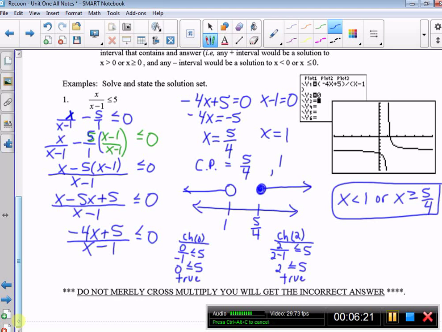And if you look at the graphing calculator, with y1 equal to negative 4x plus 5 divided by x minus 1 and y2 equals 0, you will see that the values are less than 1. Okay, here's 1, and it's hitting at 5/4 here, and so they're getting larger than 5/4 as you go to the right. Okay, those are all the solutions. So these are a little bit different.